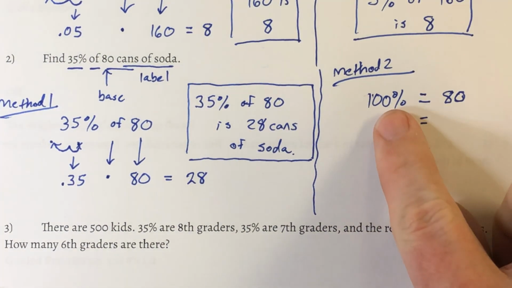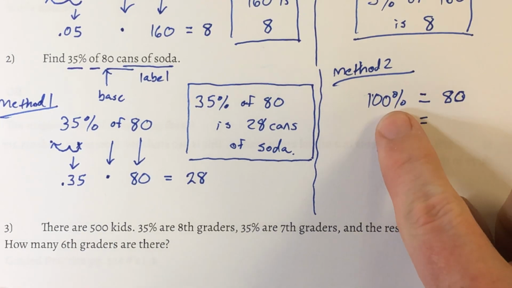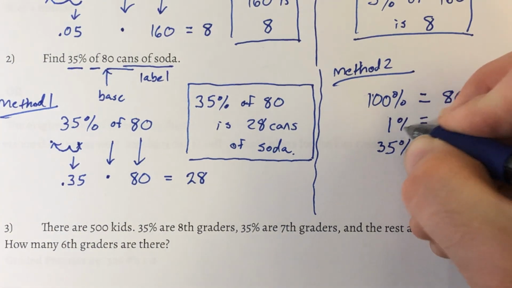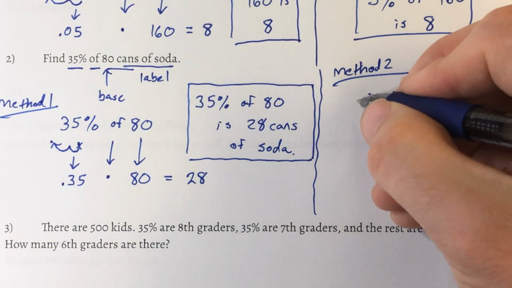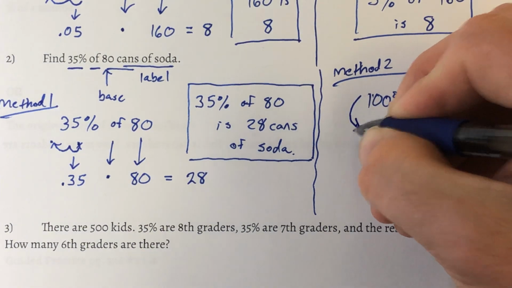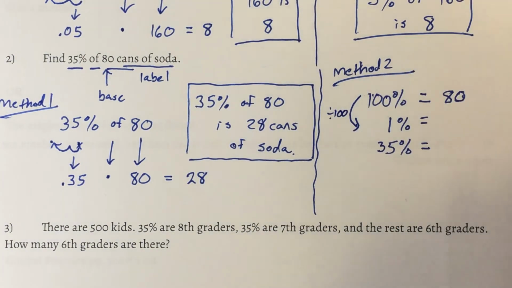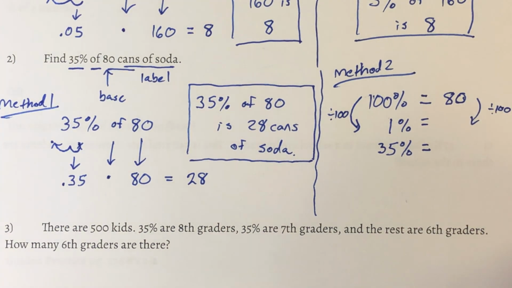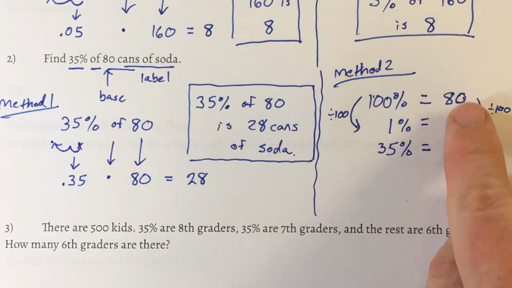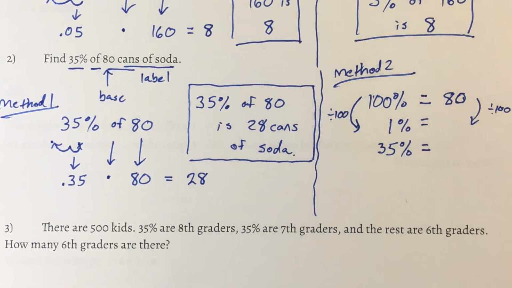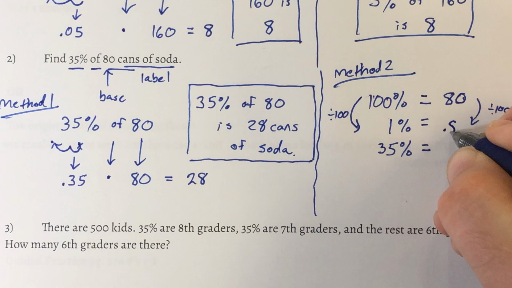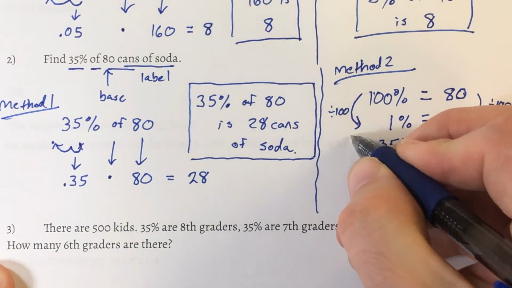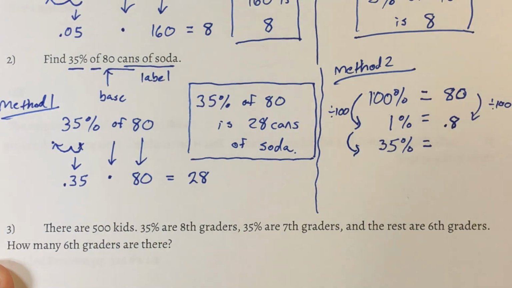Now in this one, it is not quite easy to go from 100 to 35 through multiplication or division. So we do need to find 1% first. So how do you go from 100 to 1? Divide by 100. So take 80 and divide by 100. Remember, dividing by 100 means you move your decimal 2 times left. So this is going to be 0.8. Not going to use a calculator. That's pointless.